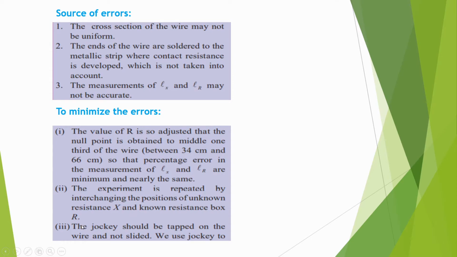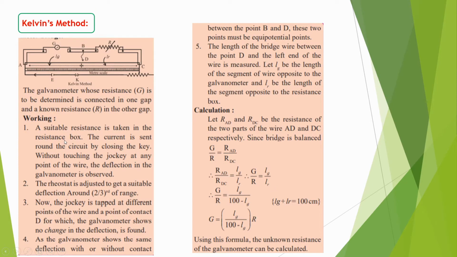What is the third error? In the third error we say that the jockey should be tapped on the wire and not slid along it. Means the jockey should not slide over the wire, we can just tap it. So these are some errors which can be minimized. So that is the explanation for the meter bridge.